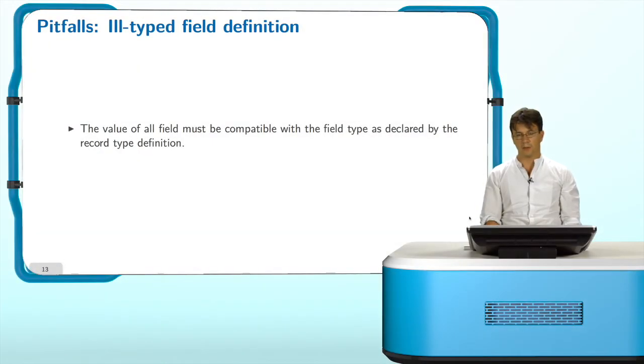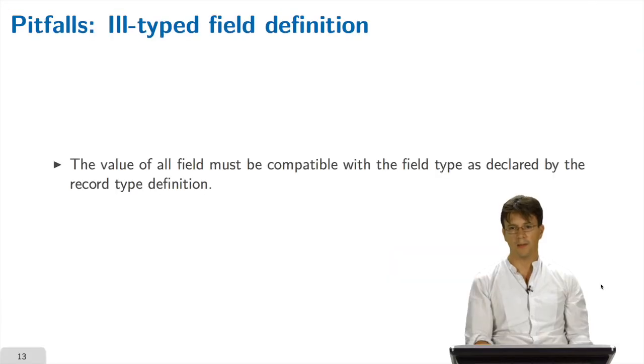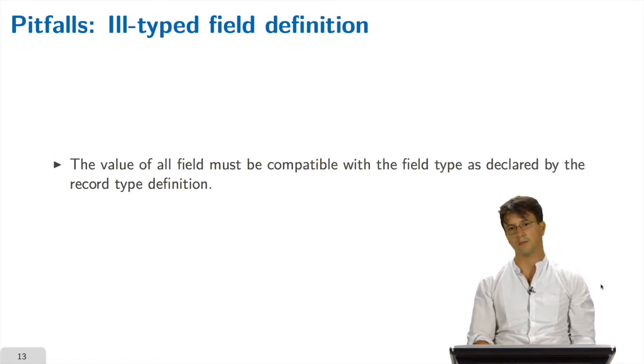Another kind of programming error that is very common is when you assign a field with an expression that does not have the same type as the type that was declared for this field. And again, the compiler is able to detect that kind of error.